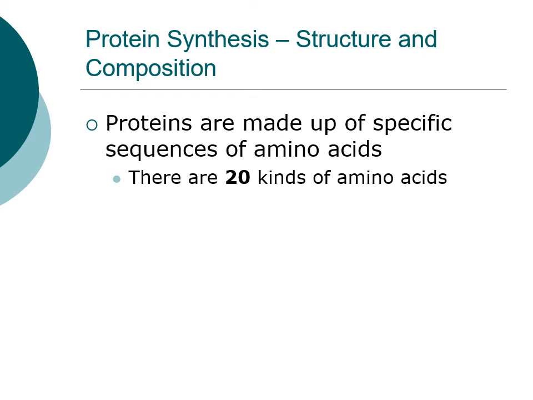So proteins are made up of sequences of amino acids. Different kinds of proteins within our bodies have different sequences, and that's what makes them different. There are 20 different kinds of amino acids, and thank goodness we do not need to memorize them, because there's a handy dandy little chart that we can learn how to use, which will tell us which amino acid we're using.